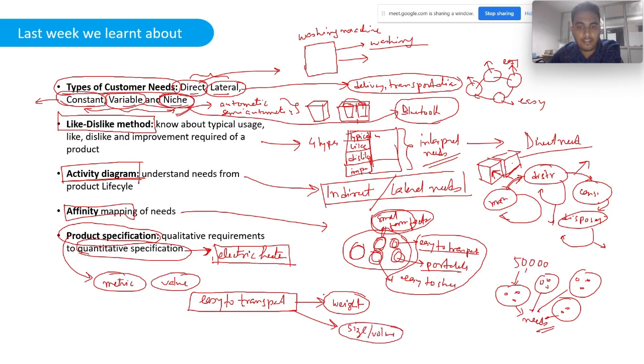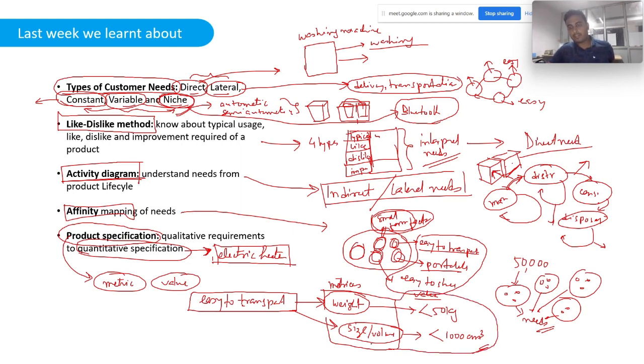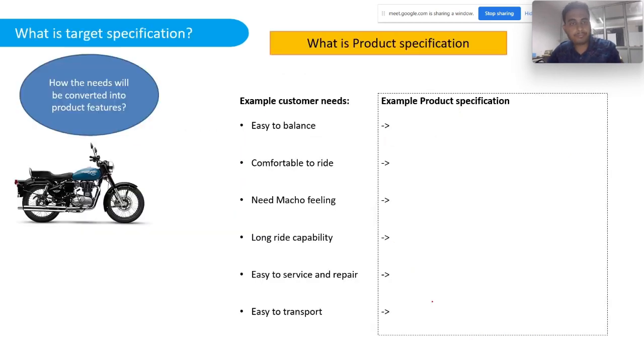So these define the metrics, and then we have values. That means weight should be less than, for example, 50 kg. Size or volume should be less than 100 or 1000 cubic centimeters. So when we come to product specification, we always need to come up with certain metrics as well as values, which can later be converted into design features. Okay, good, that much is clear.